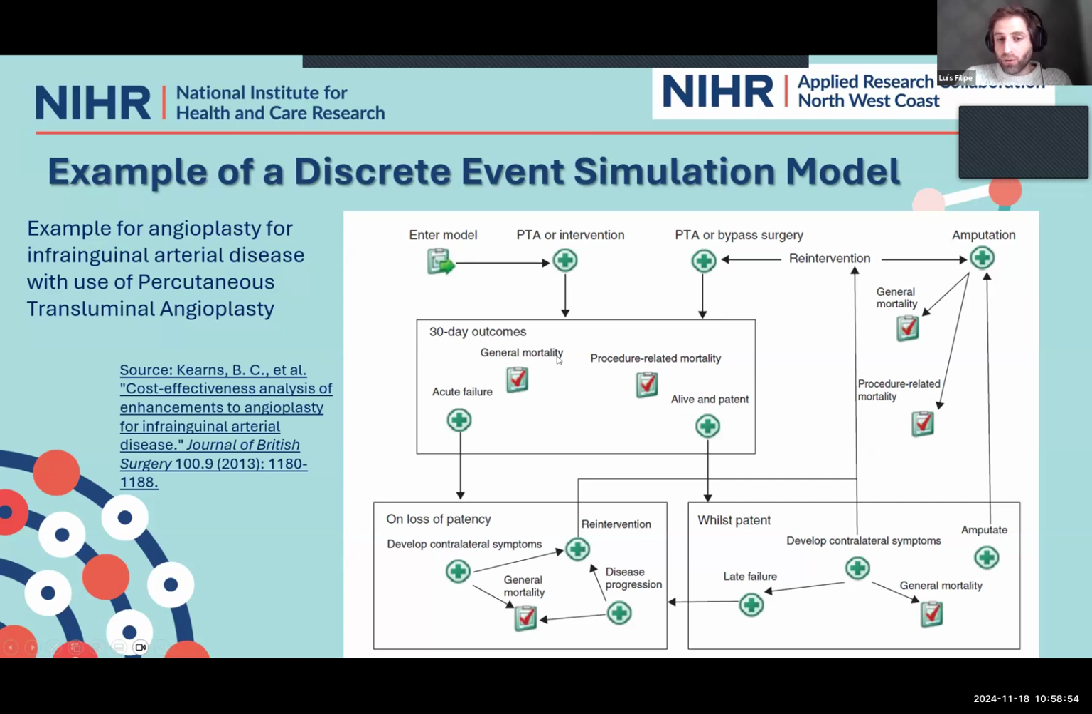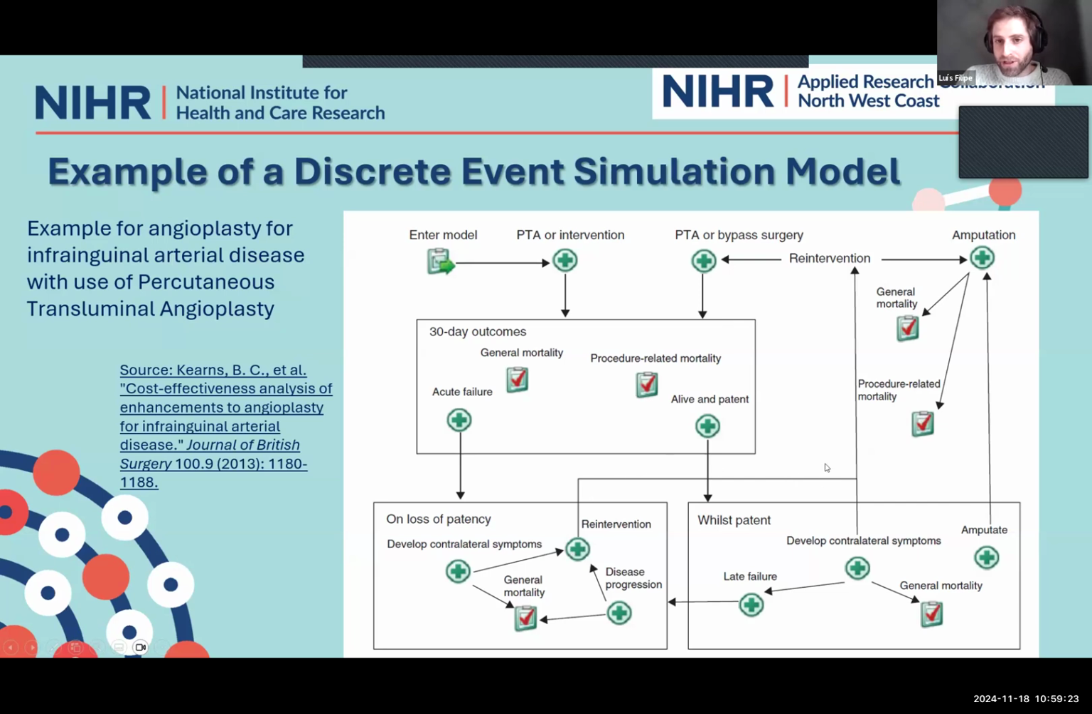And then if you don't die, you can stay alive and patent. So this is the good outcome, or you can have an acute failure. In case you have an acute failure, you will be in this state of loss of patency, where you can develop contralateral symptoms, or you can have disease progression. And in this case, you are going to need a reintervention. Of course, you can also go to general mortality.